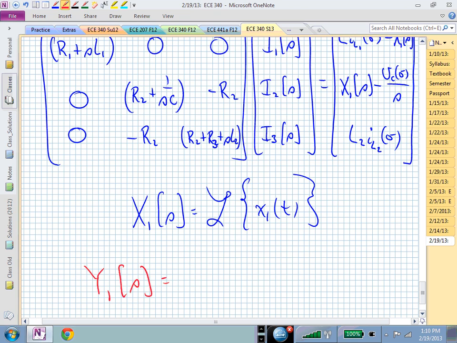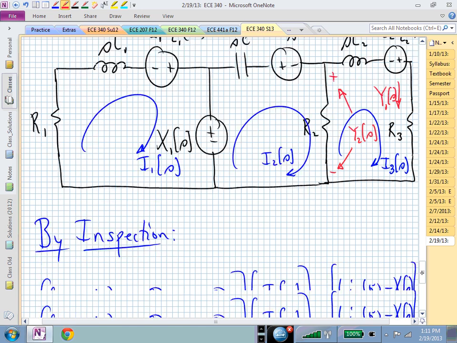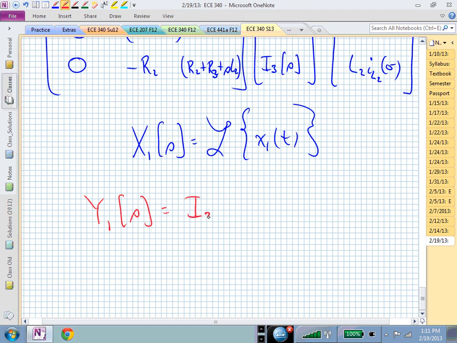Y sub 1 of S. We now want to write that in terms of our I's. Those are what we'll find. We can now invert this impedance matrix, do the matrix inverse, and solve for I sub 1, I sub 2, and I sub 3. We now need to express Y sub 1 as a combination of sources and I's. It's pretty easy, isn't it? Y sub 1, that's just I sub 3. We'll get that automatically if we solve for the I's.